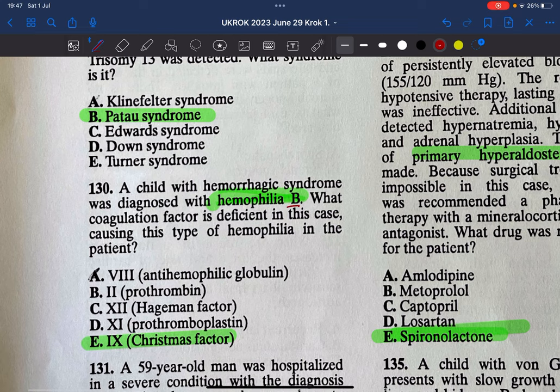Hemophilia B is because of a deficiency of factor number 9.